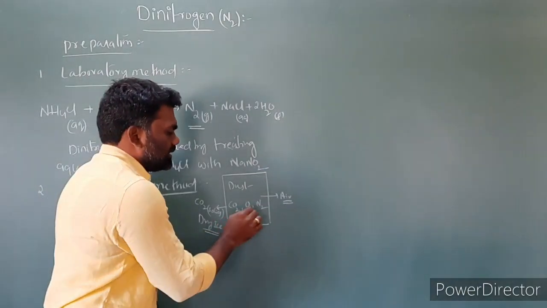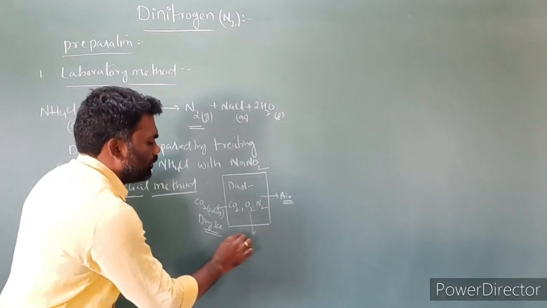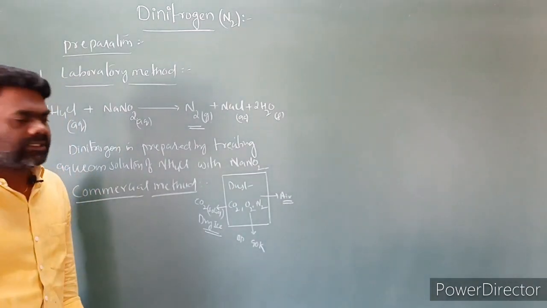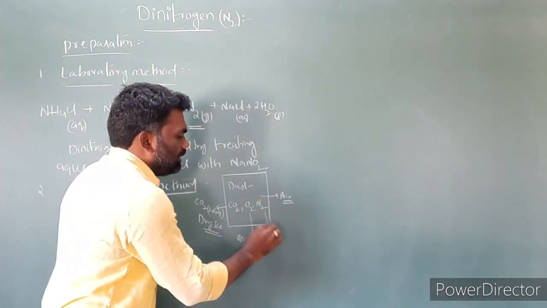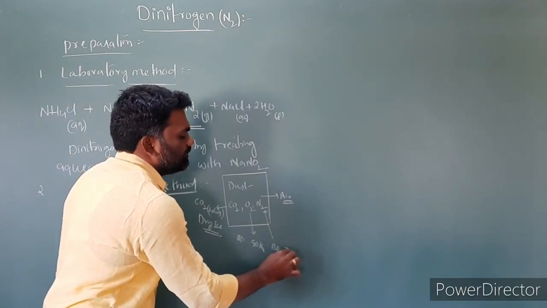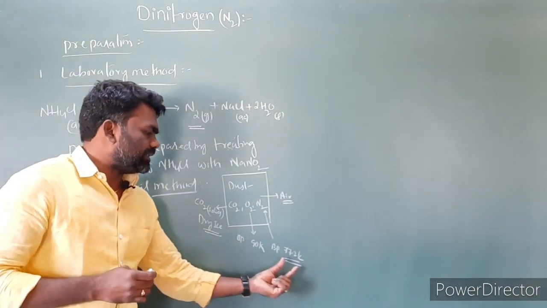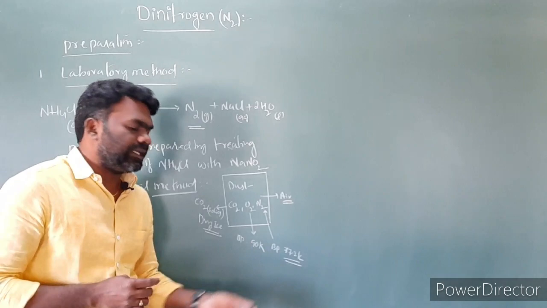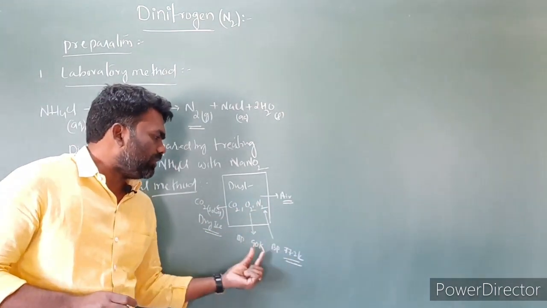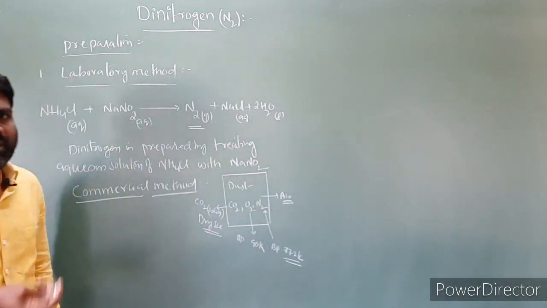That liquid mixture has oxygen as well as nitrogen. The boiling point of oxygen is 90 Kelvin, a very important point. The boiling point of nitrogen is 77.2 Kelvin. So first we converted the air into liquid form, and we got liquid oxygen and liquid nitrogen.